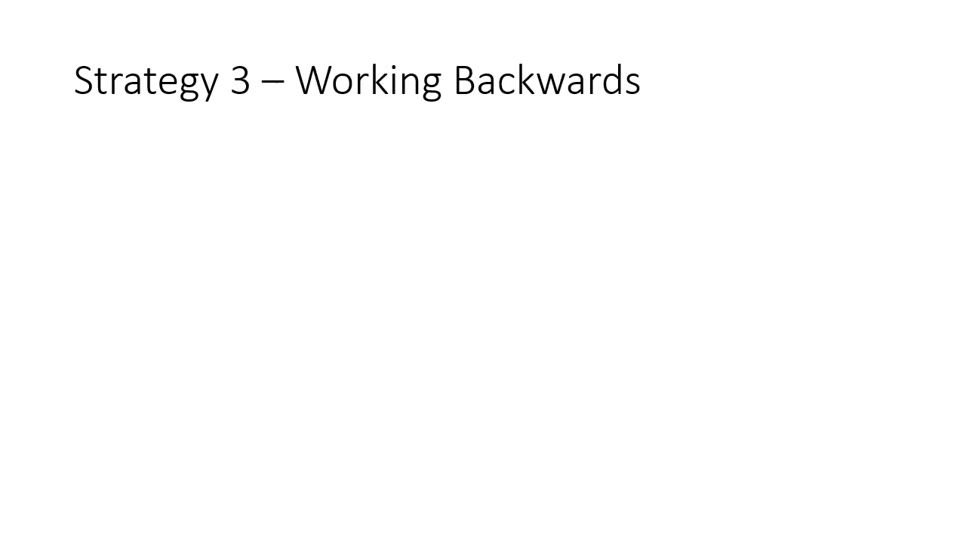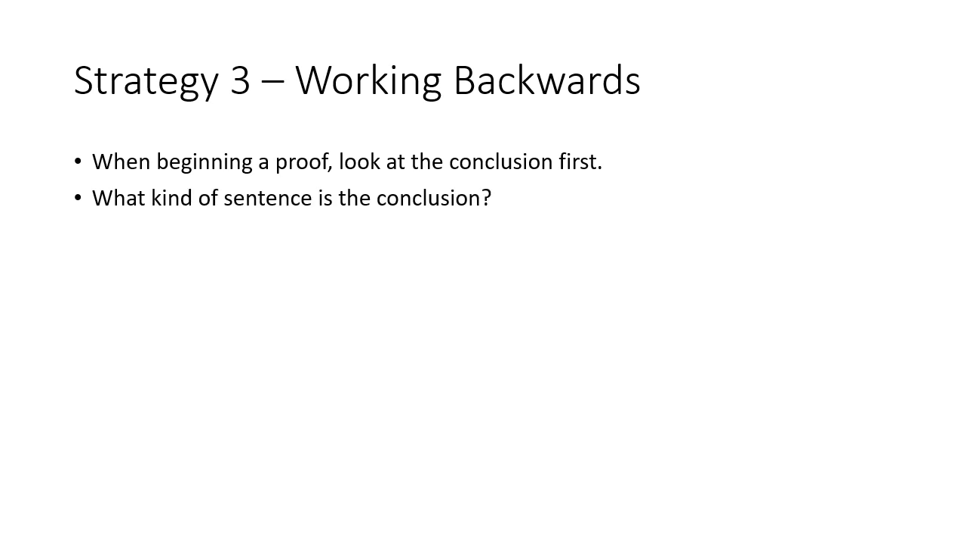Okay, so the last strategy I want to talk about is working backwards. Once you get a sense of what the rules are and what the main connectives of your sentences are, this is kind of where you want to be. So when you're beginning a proof, you should always look at the conclusion first. That should give you a sense of what you need to do in order to achieve your goal. Because remember, the conclusion of the argument is the goal of the proof. So it's always the case that the last line of your proof is the conclusion.